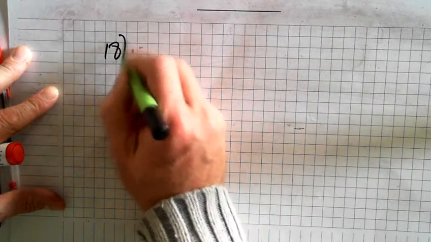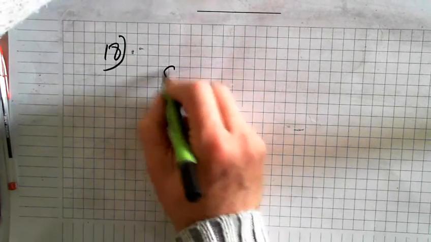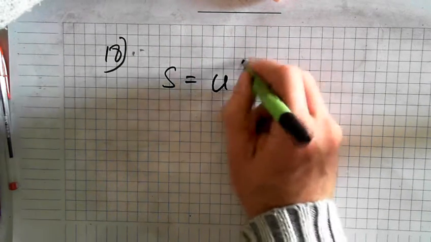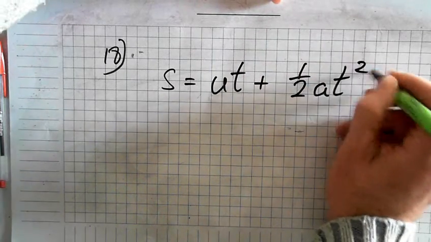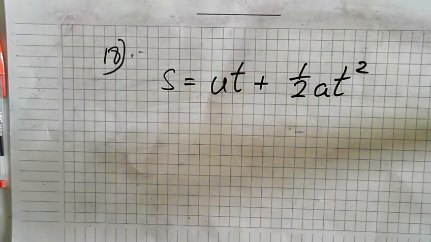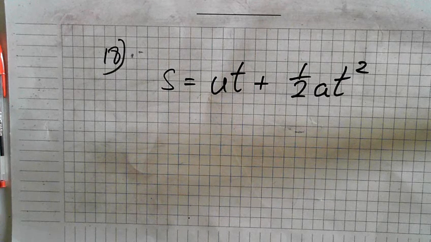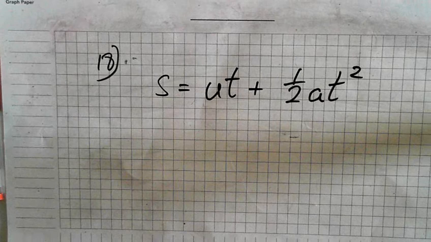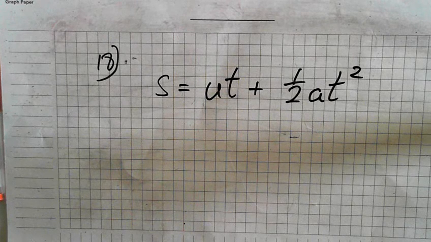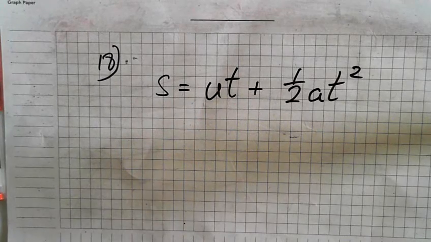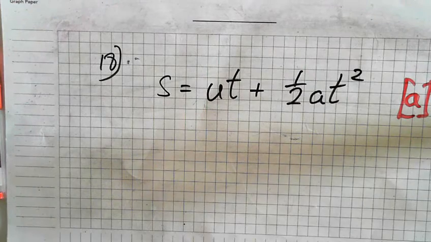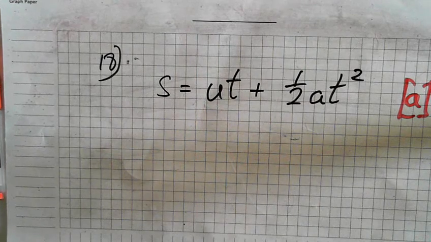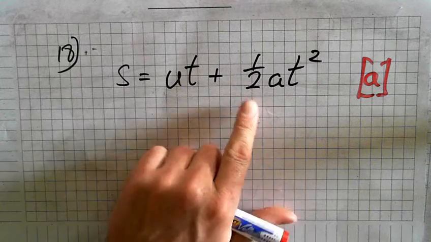18. s equals ut plus a half at squared. Now this is a physics equation. Right. So if you look up, on this question 18, you have to make a the subject. Now watch. You have to rearrange the equation, so this is useful if you're doing physics.